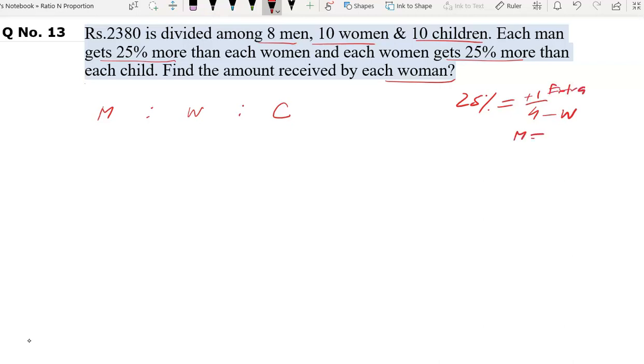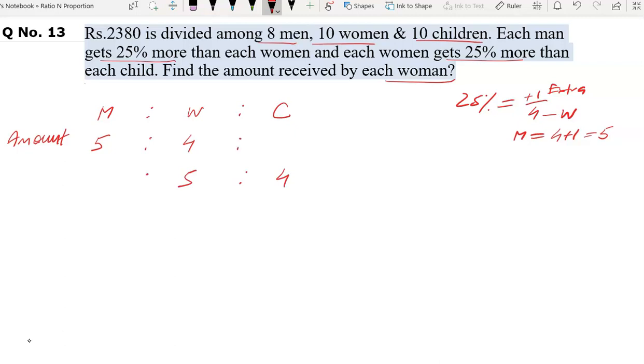So men will be how much? 4 plus 1, which is 5 units. So the ratio of men to women is how much? 5 is to 4, and this is for the amount received. Now each woman gets 25% more than each child. So the woman to child ratio is how much? The amount, it will be 5 is to 4.